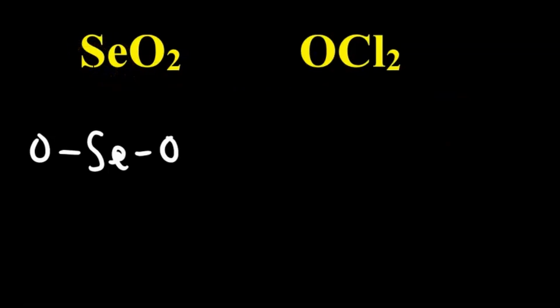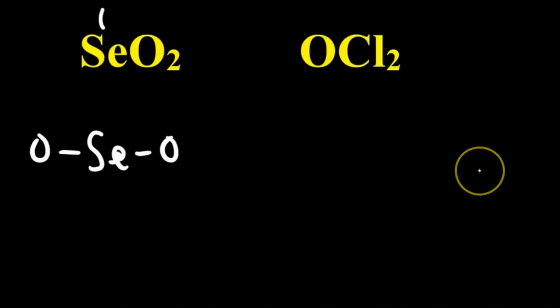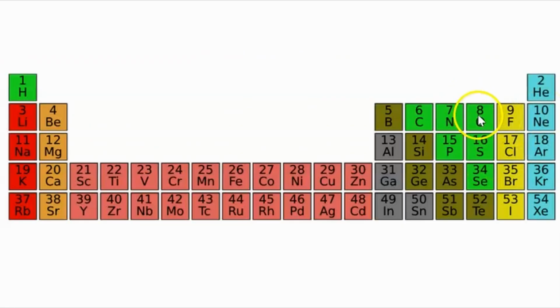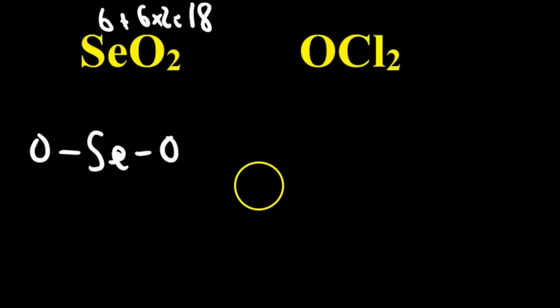Next, we need to add the number of valence electrons. Well, selenium has 6 valence electrons. If you start from the left, 1, 2, skip the transition metals, 3, 4, 5, 6. So we have 6 plus 6 for oxygen. Oxygen's here, start from the left, 1, 2, 3, 4, 5, 6, and there's 2 of them. So that's 18 total. We'll start with the outer atoms to complete octets.